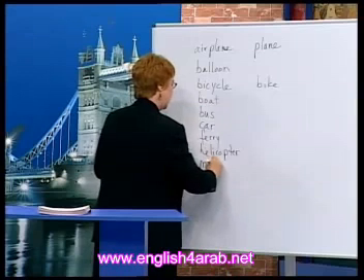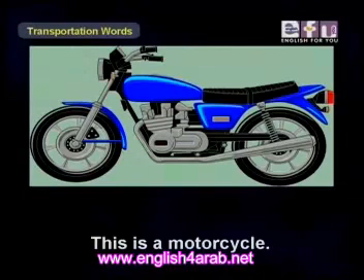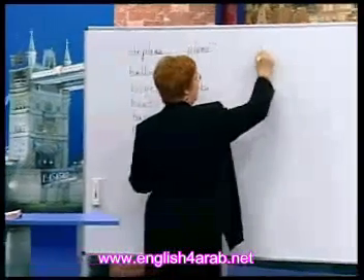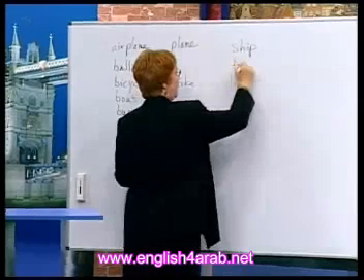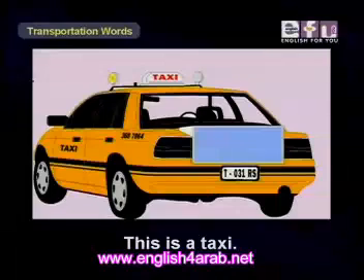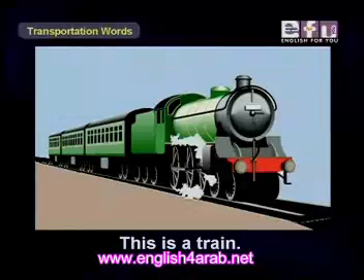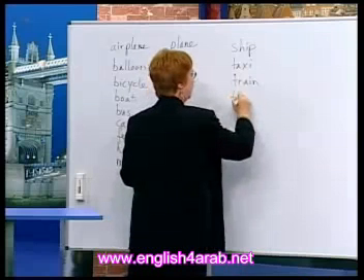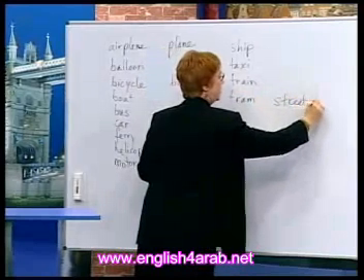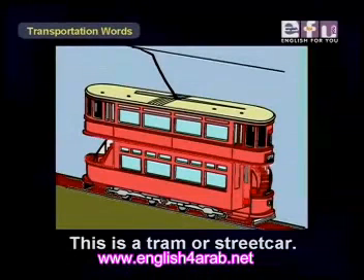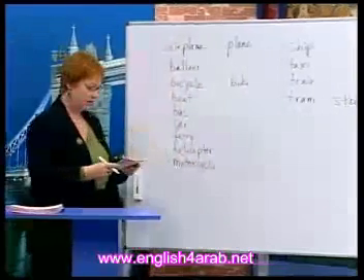The next one you see is a motorcycle. A motorcycle. This is a motorcycle. Now we have a ship. This is a big boat. This is a ship. Then we have taxi. This is a taxi. Next we have train. This is a train. And finally we have tram or streetcar. This is a tram or streetcar. So all of these are ways to travel. This is what you call the things.